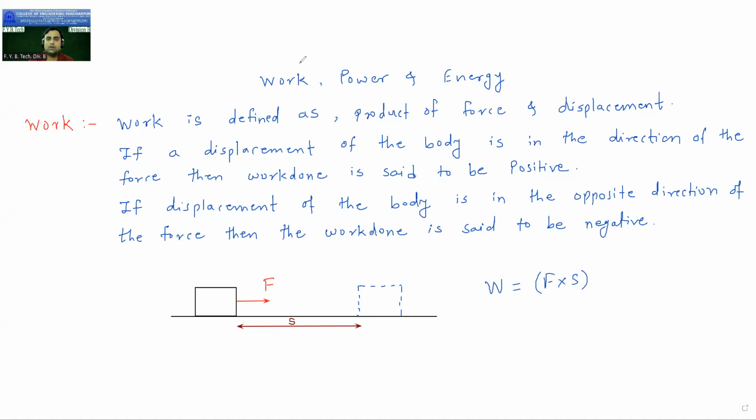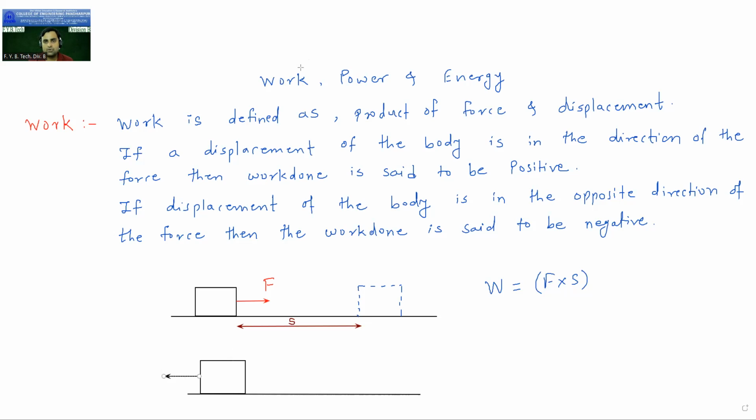Now for the negative work done, again this is the surface. On the surface, this body is there. Now this body is in motion, and suppose this body is moving forward. Suppose a car is there and it is moving. Now suddenly brakes are applied. Suppose the motion of this vehicle is towards the right hand side. And when you apply the brakes, the opposite force will be in this direction.